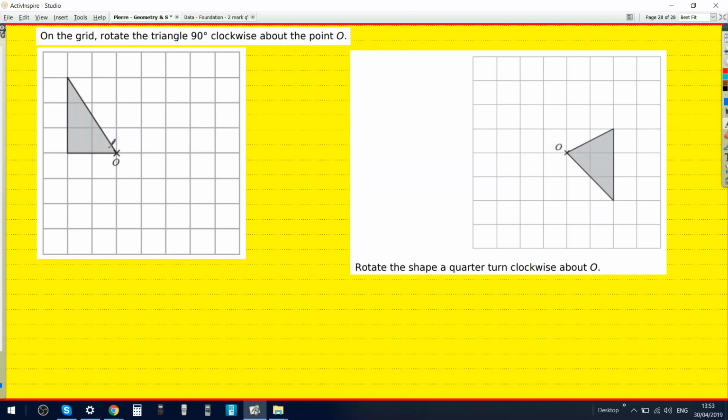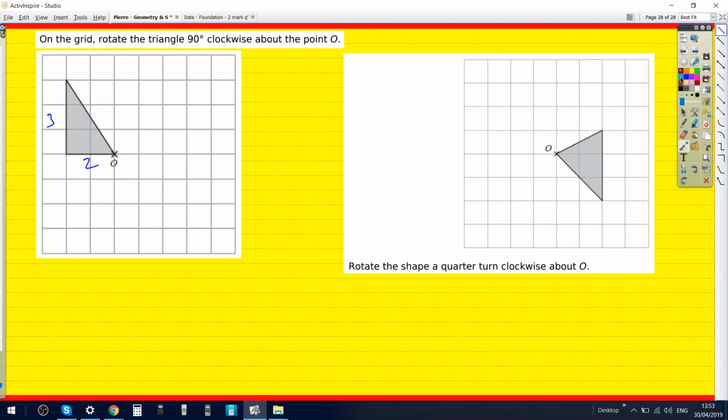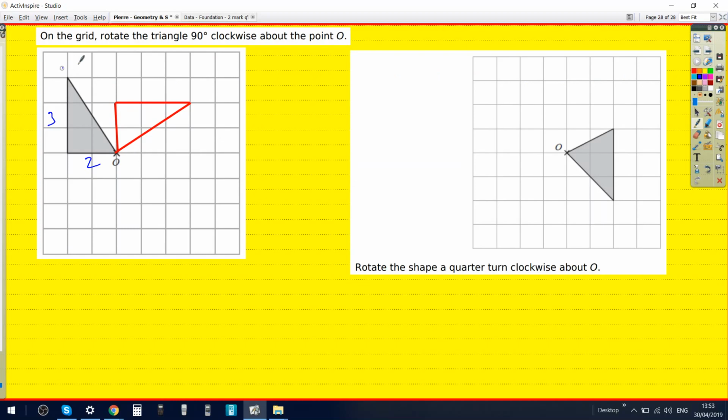Quarter turn, right? So let's say that's 2, that's 3. And so if you turn it a quarter of the way clockwise, the 2 is now here and the 3 is now on top. I don't know if that's what you were referring to. I answered it wrong in my head. So clockwise that way, and it's 90 degrees, so a quarter of a turn. Okay, how about this one?